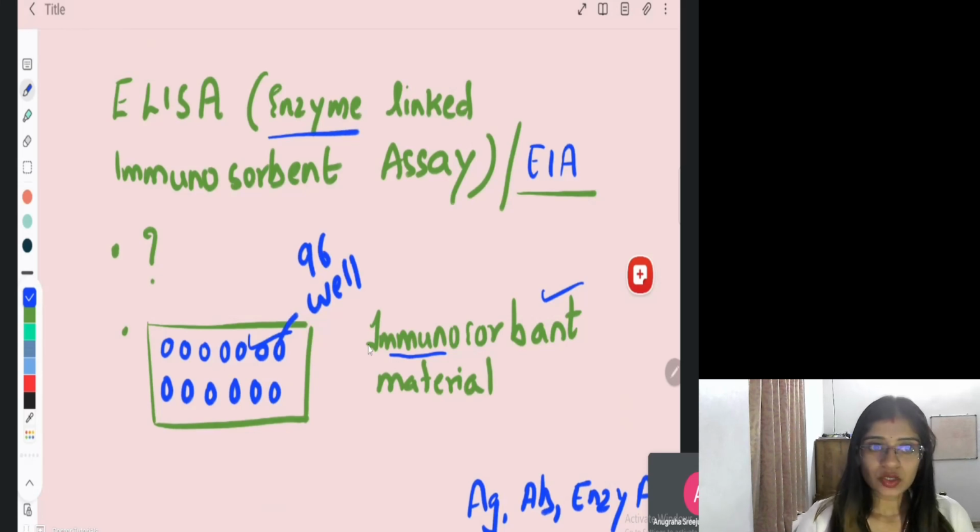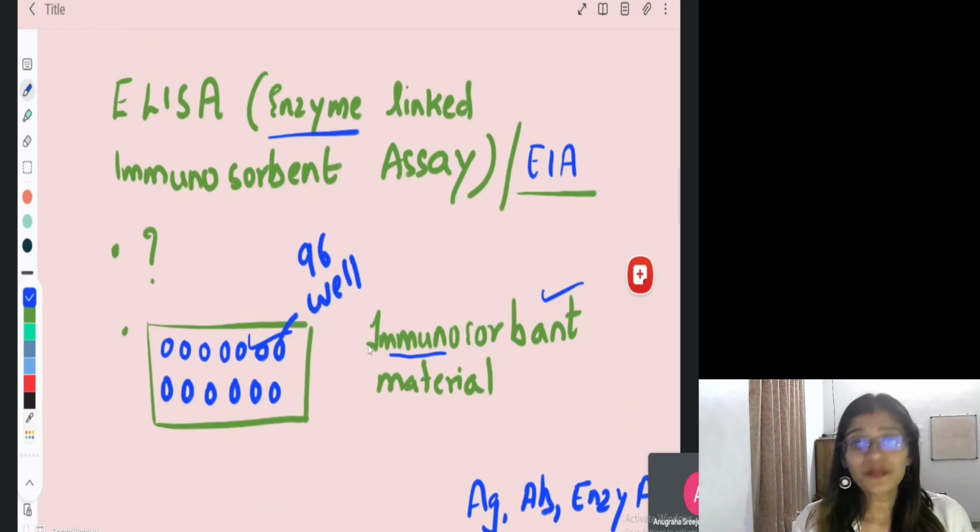So basically in ELISA, you just write the full form and what it is, that it is a diagnostic test. Then you draw the picture of this plate, and write 96 wells are there. And then, to understand the four basic steps of doing the ELISA, you should know certain terms. Because if you don't know these terms, when I tell you the steps, you won't understand. So first try to understand the basic terms.